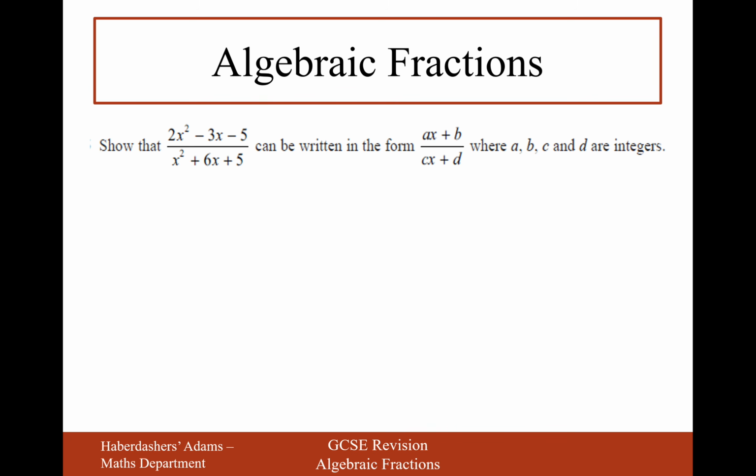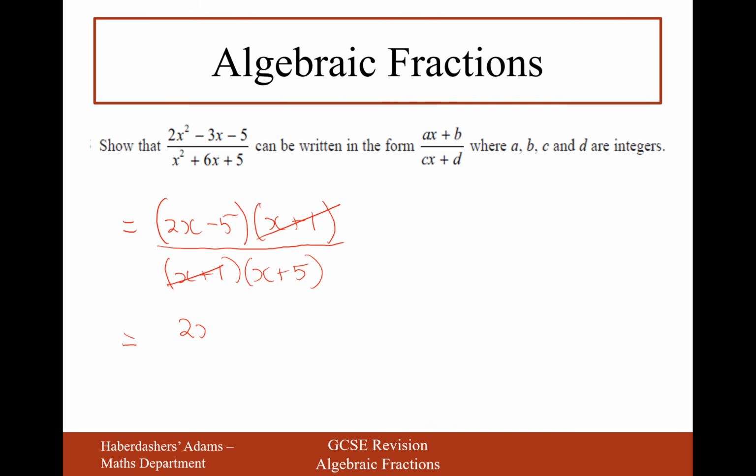Okay, so for this question here, it's just a fancy way of saying simplify. So it's going to be 2x and x on the denominator, so in the numerator, that's going to probably be plus 1 and minus 5. And the denominator is going to be x plus 1, x plus 5. So we'll cancel out the x plus 1s on the top and the bottom to make it 2x minus 5 over x plus 5. So there we are, that's the answer.